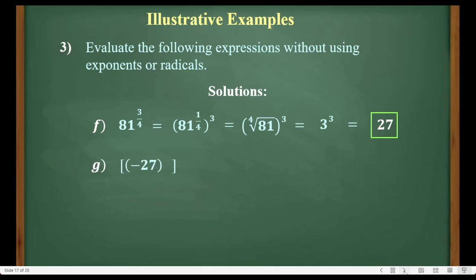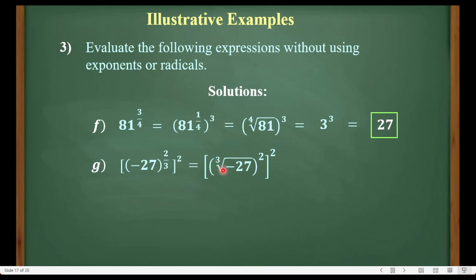Next, letter G, how about this one? Quantity negative 27 raised to the 2/3, squared. So, ano mangyayari? Okay, we can apply the power of a power law by multiplying the inner and the outer exponent. Or better yet, taking the denominator 3 and expressing that in radical form, whose denominator will serve as the index.